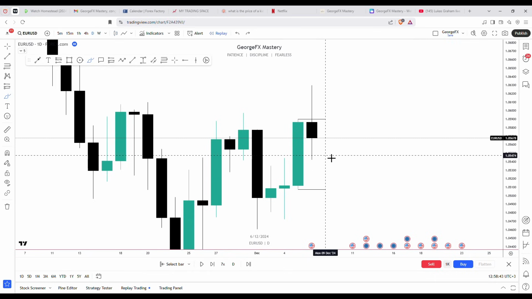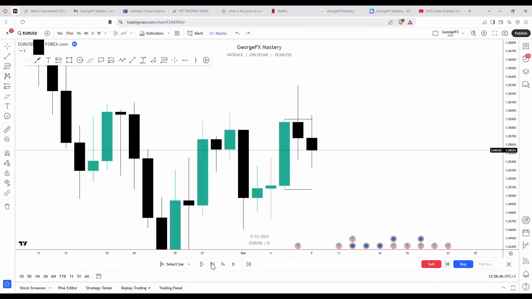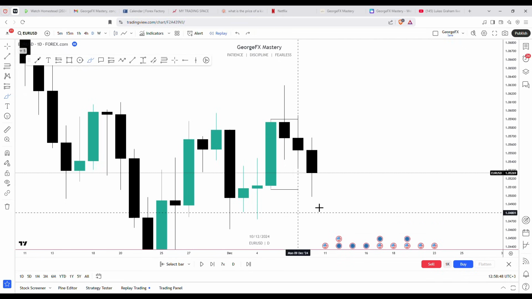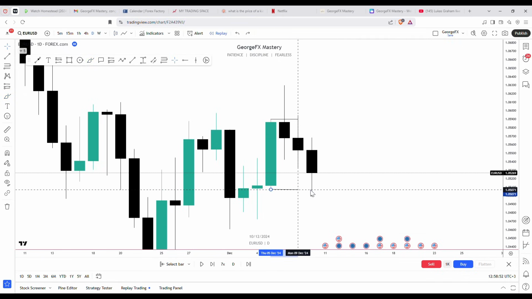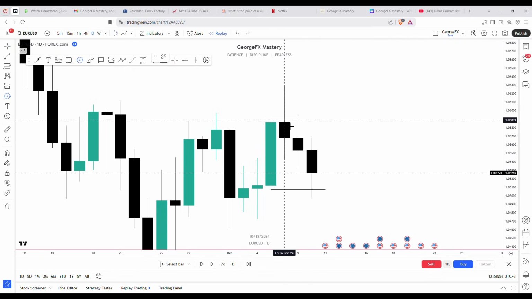So for the next candle, you will be expecting to see price drop to take out the low of that candle, and you can clearly see that is exactly what has happened here. So you can see this was the high.